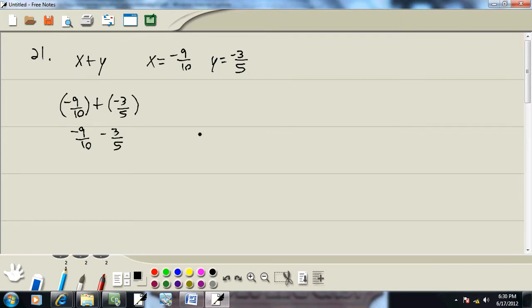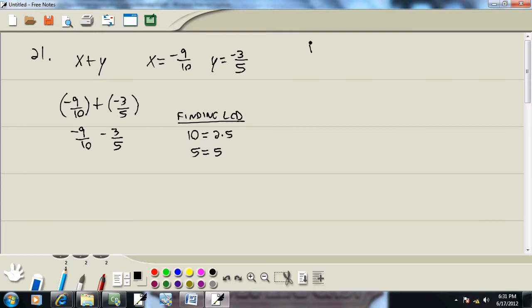Now we want to get a common denominator, and even though this one's pretty simple, you can see that it's 10. Let's go through the steps so you see how to do it. So find the least common denominator. You write each denominator down, the 10 and the 5, and we want to write the prime factorization of them. Well, 10 is 2 times 5, and 5 is just 5.